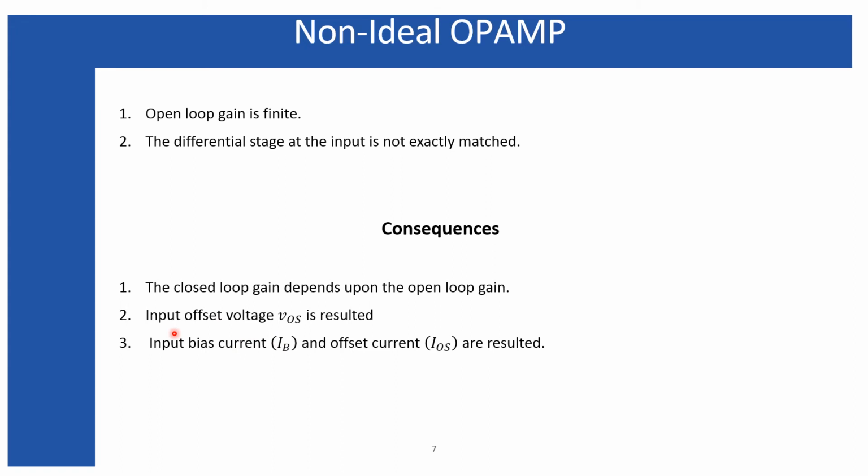The first one is the input offset voltage VOS, and the next one is the input bias current, and in there is the input offset current. Although this input bias current is not due to this one, because there should be some bias current, and that bias current also will be available, and we have to consider over here. So this input offset current is due to this one.